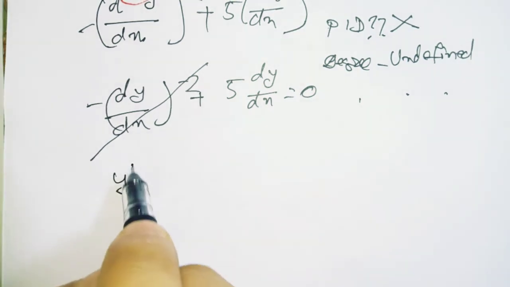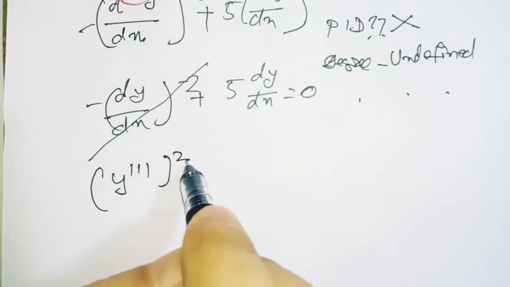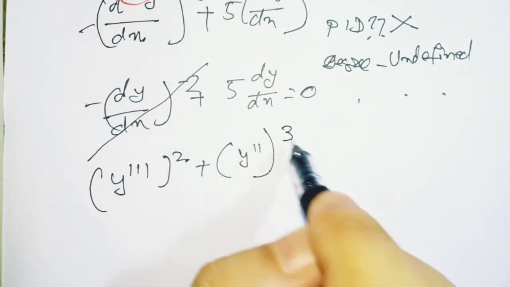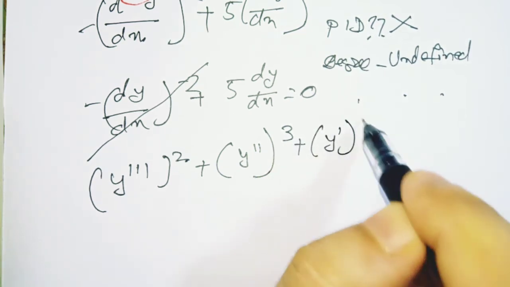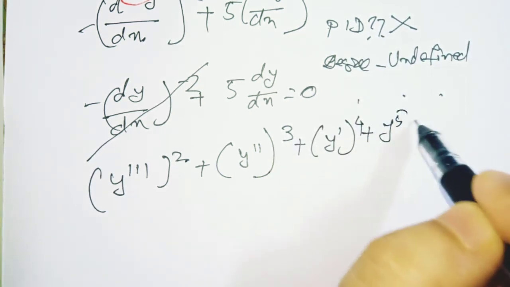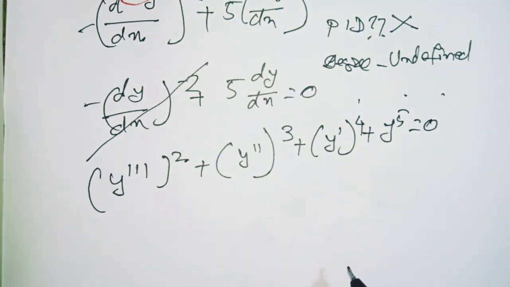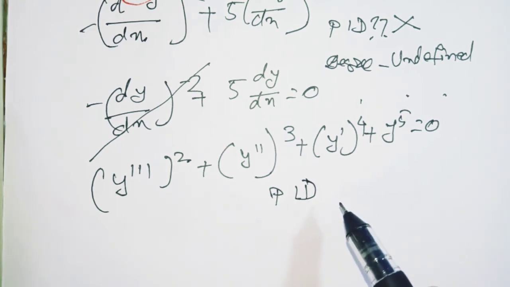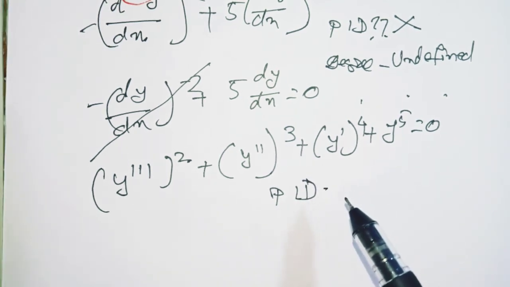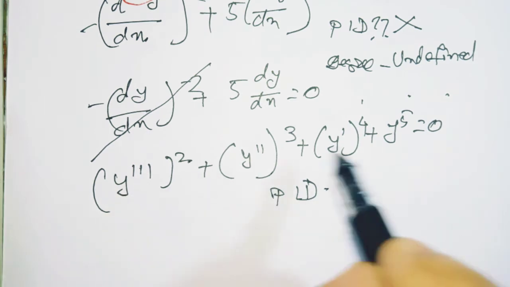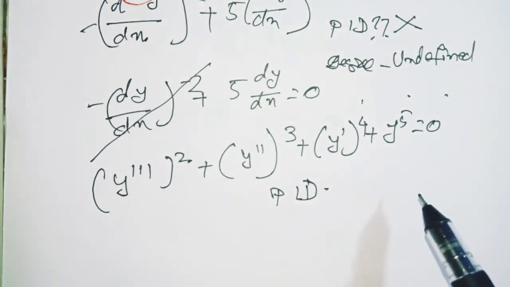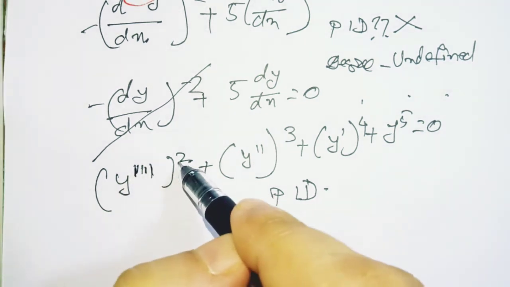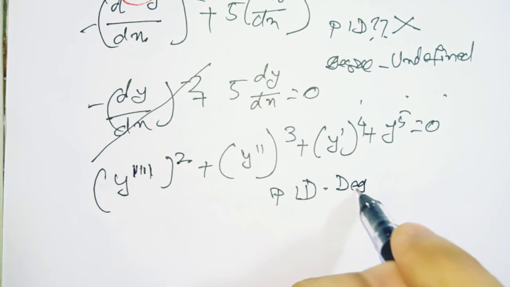So y prime 3 squared, right, plus y prime 2, that means second order, right, cube plus y prime 4 plus y prime 5 equals to 0. Right? Is this a polynomial in derivative? Definitely it is a polynomial in derivative because it is quite clear it has not got those signs. So what is the degree? So this is the highest derivative, 3. What is the power raised to? 2. So the degree would be 2.